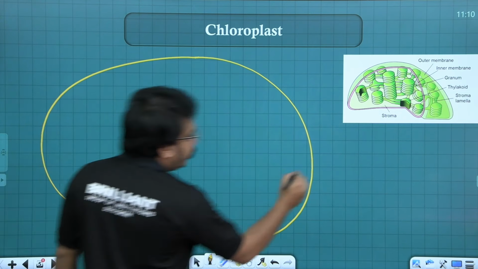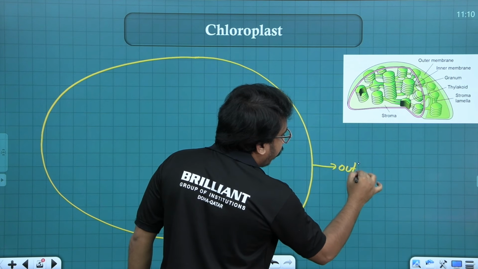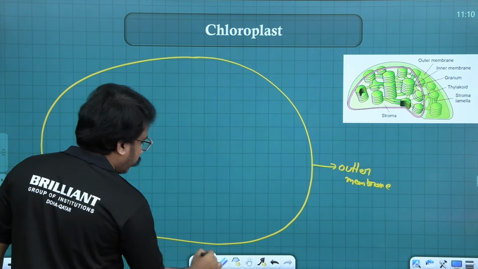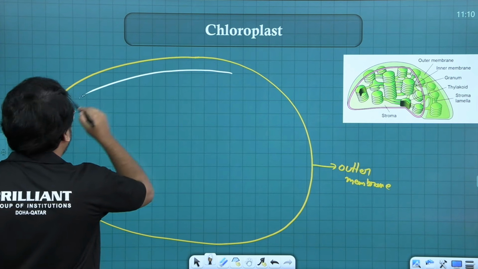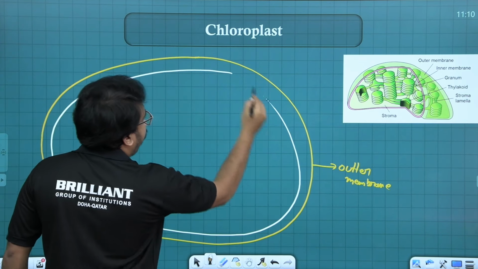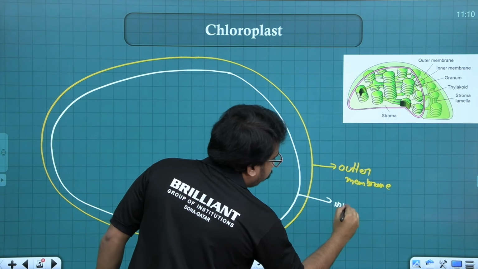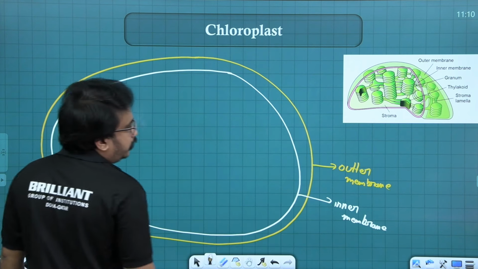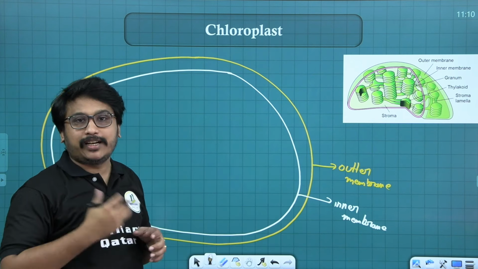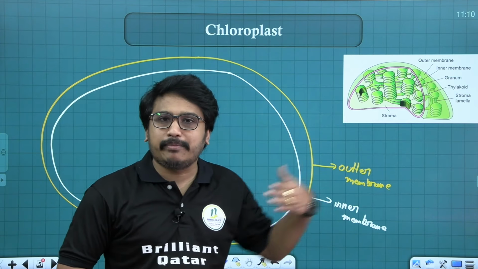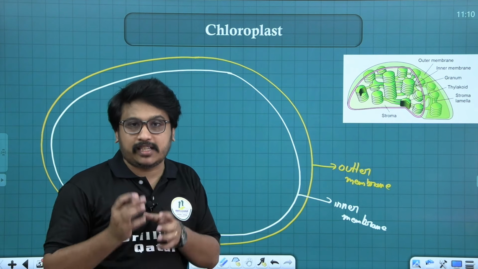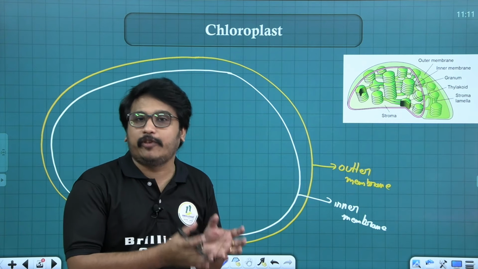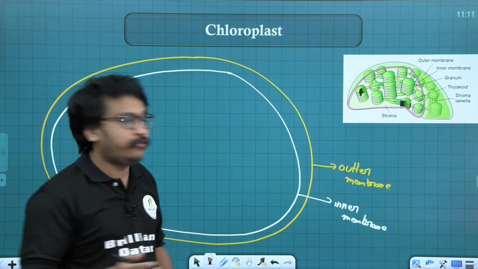Here the chloroplast will be having two membranes. There is an outer membrane and there is also an inner membrane. So there is a dual membrane structure in the chloroplast. It's a double membrane bound structure, having outer membrane and inner membrane. In between these membranes, there is a space. That space is called the periplastidial space, and it gets filled with a fluid called periplastidial fluid.